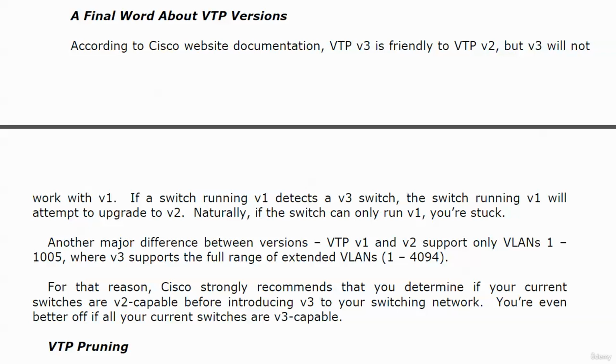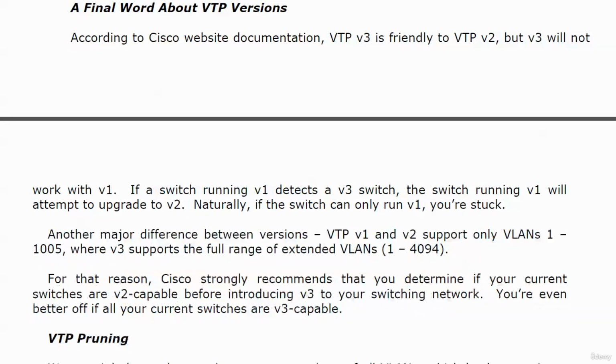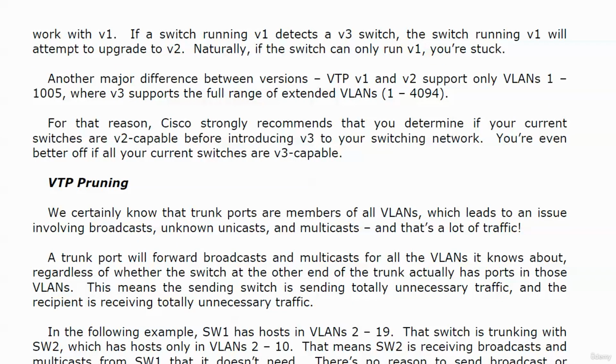I mentioned at the end of the previous video that there would be two more videos, but actually there's just this one on VTP, because the first bit of information I want to tell you about the versions is very short. Now, according to Cisco's own website documentation, VTP version 3 is friendly to version 2, but simply will not work with version 1. If a switch running version 1 detects a version 3 switch, the switch running version 1 is going to attempt to upgrade itself to version 2. Naturally, if the switch can only run version 1, you're stuck.